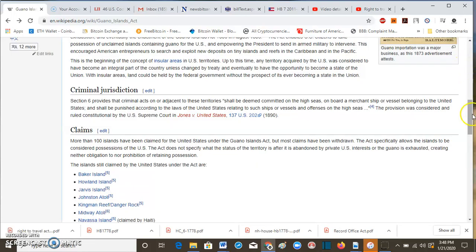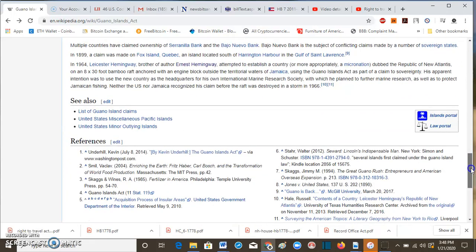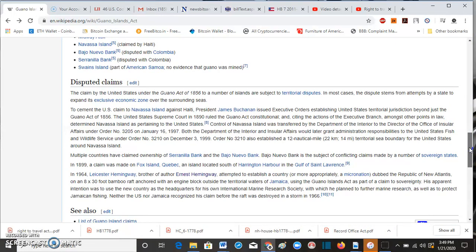So we'll get back to Guano Island. Let me see. Guano Islands Act. Been kind of slow. All right, so I'm gonna get down here. So down here it says the claim by the United States under the Guano Act of 1856 to a number of islands are subject to territorial disputes. In most cases, the dispute stems from attempts by a state to expand its exclusive economic zone over the surrounding areas.